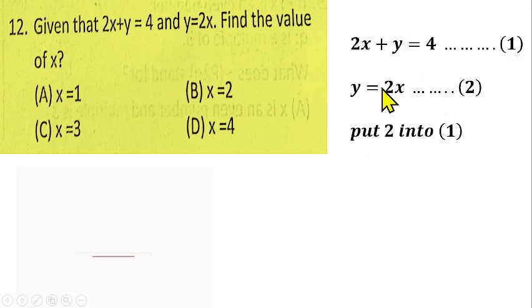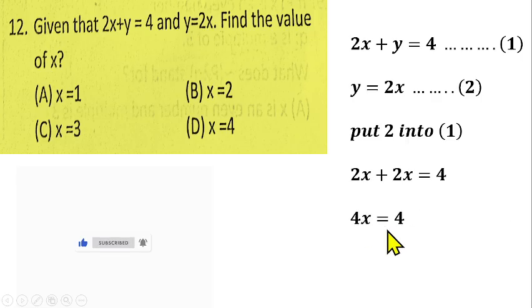So wherever you see y, what do you put? 2x. So you have 2x plus 2x equals to 4. So that should give us 4x equals to 4. Divide both sides by 4, x equals to 1, which is option A.